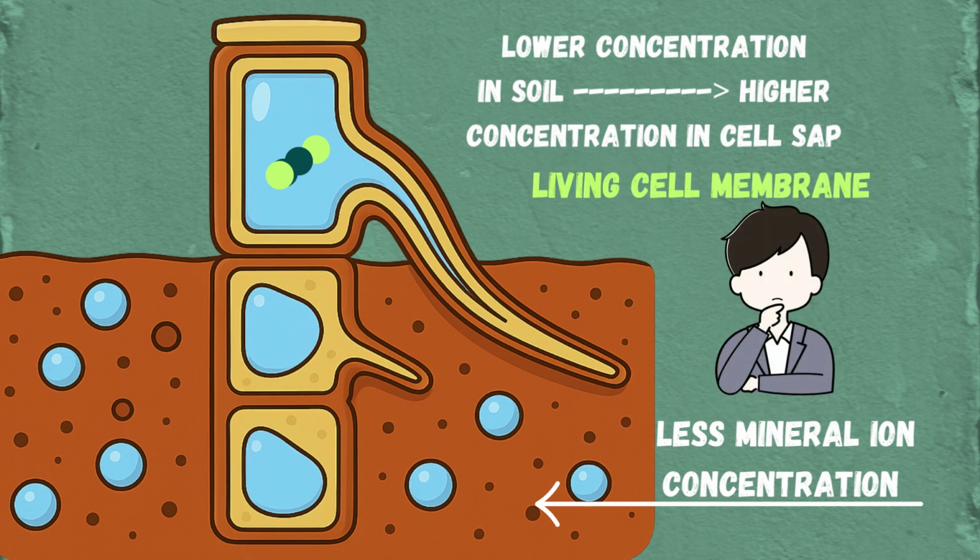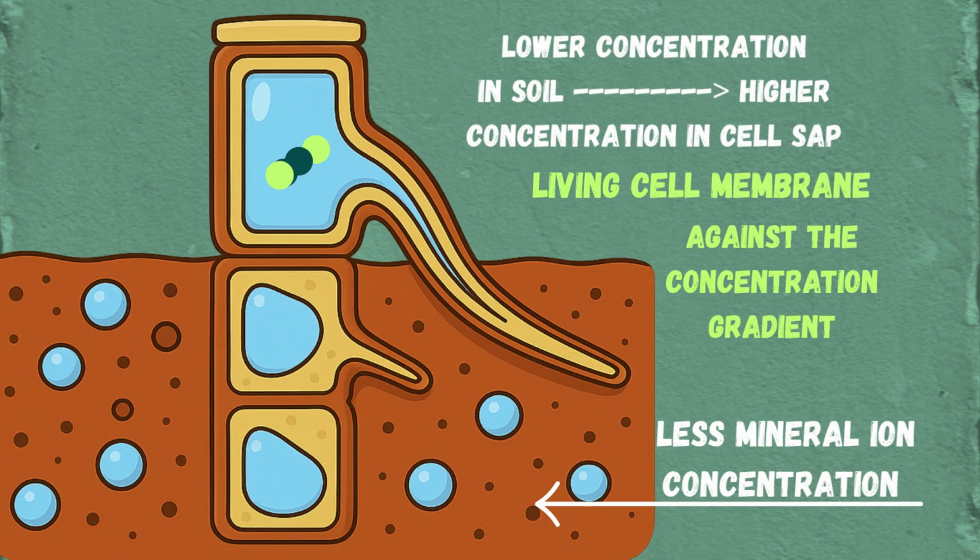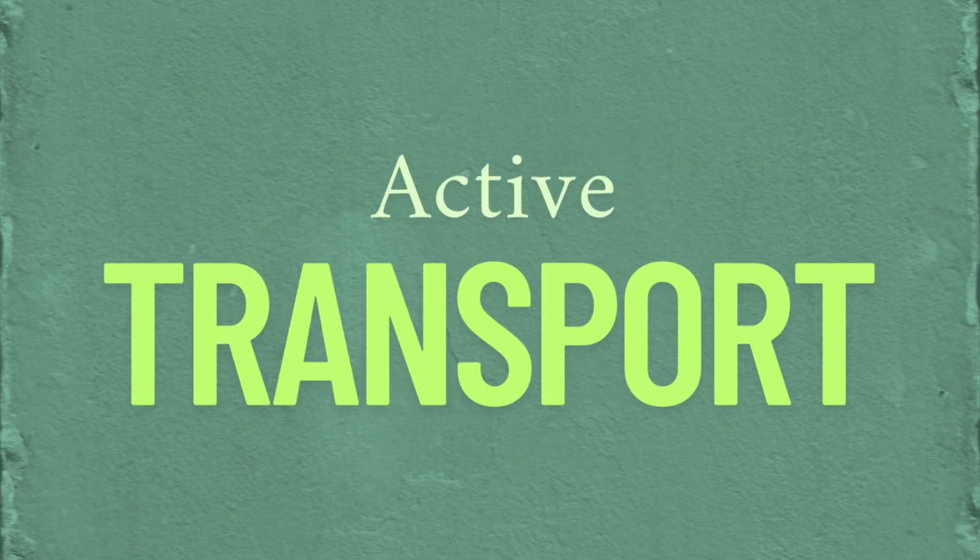But why is the cell membrane living? This is because since the minerals are moving against the concentration gradient, they will require to spend some energy in the form of ATP, and this will only be possible if the cell membrane is living. This process is known as active transport.